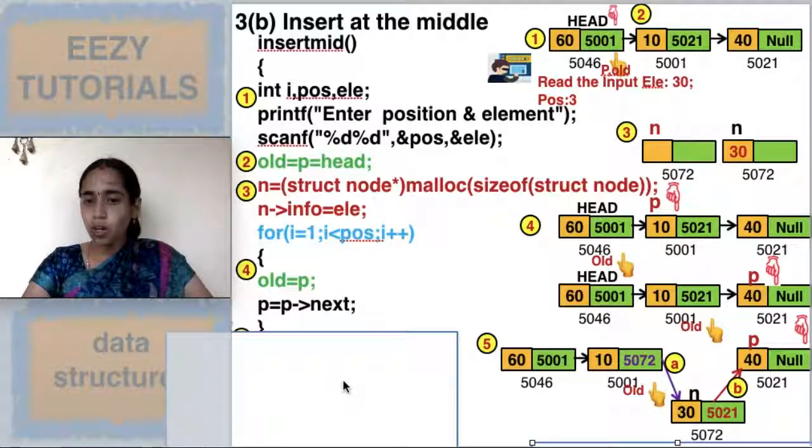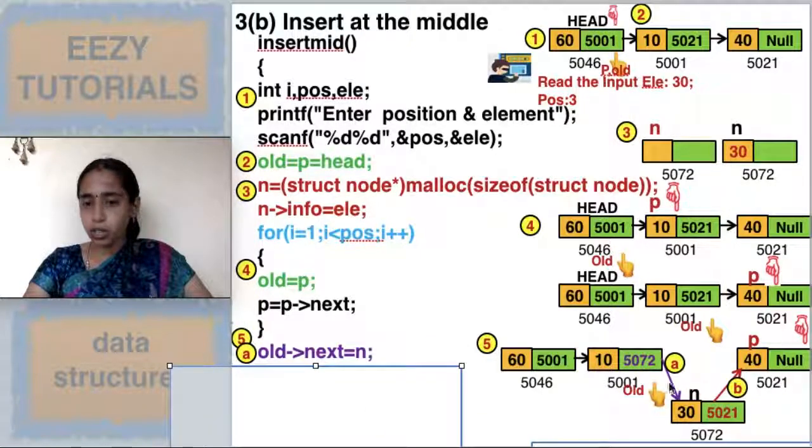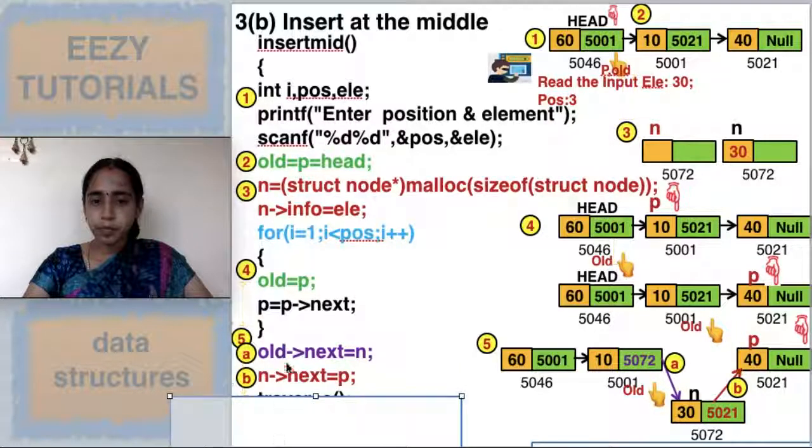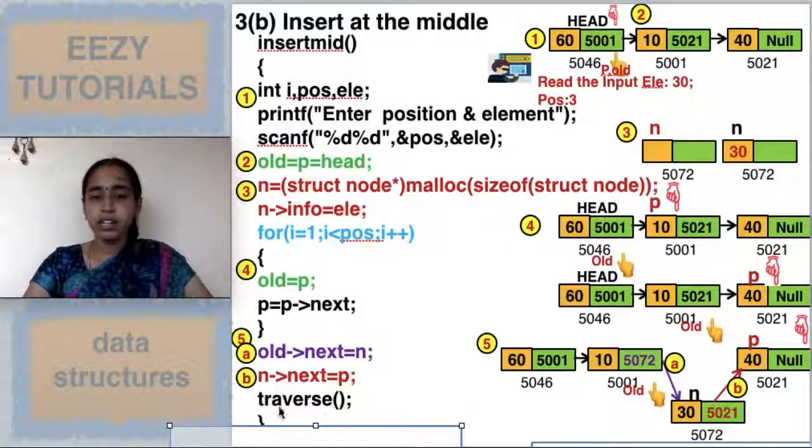So what is the code? Old of next is equal to N and N of next is equal to P. If you're doing so, your task is completed. You can display or traverse the linked list and check whether your new node is inserted or not. So this is how you will be inserting a node at the middle.